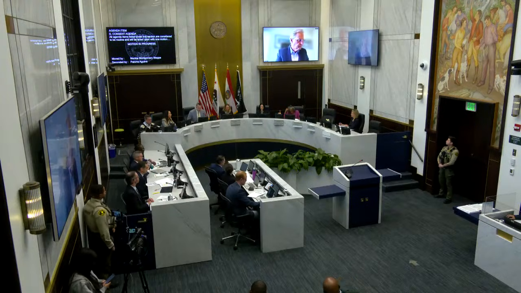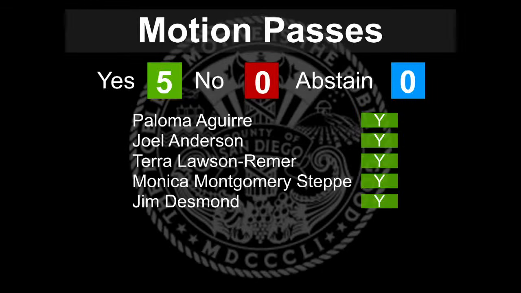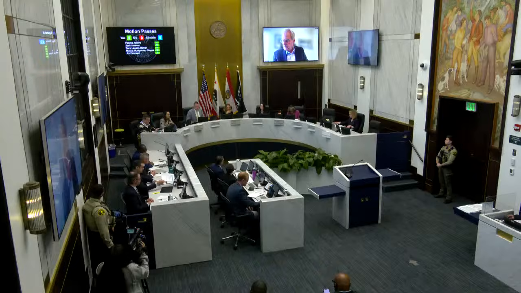So with that, Supervisor Anderson? Aye. Supervisor Desmond? Yes. Chair Pro Tem Aguirre? Yes. Vice Chair Montgomery Steppe? Yes. And Chair Lawson-Remer? Yes. And that motion passes unanimously with all supervisors being present voting aye. Okay, thank you very much.